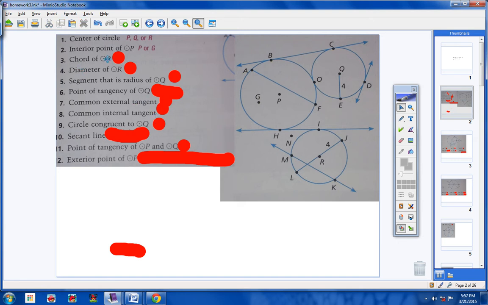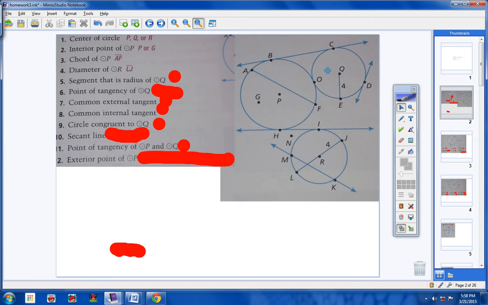Number 3, chord of circle P. Well, the only chord that I see is AF. So we have chord AF. Diameter of circle R. Well, this right here is not a diameter, but this is right here, LJ. How do I know that? It passes through the center of the circle. So LJ or JL.